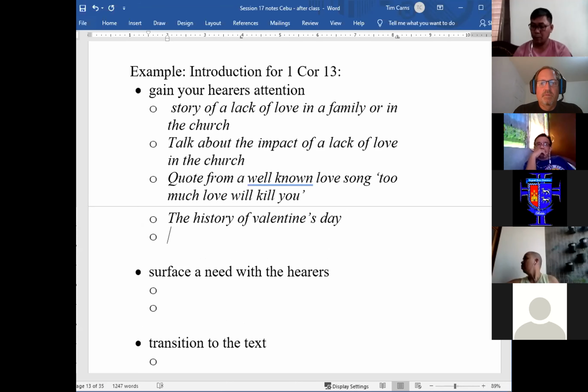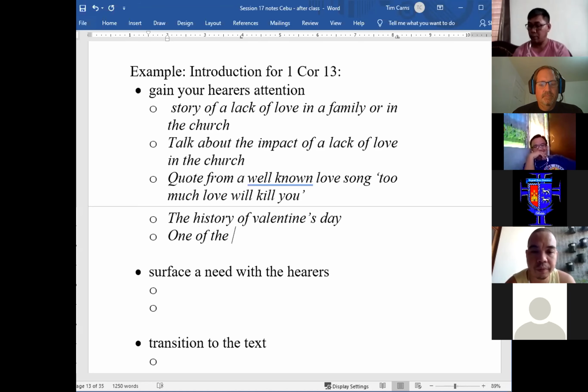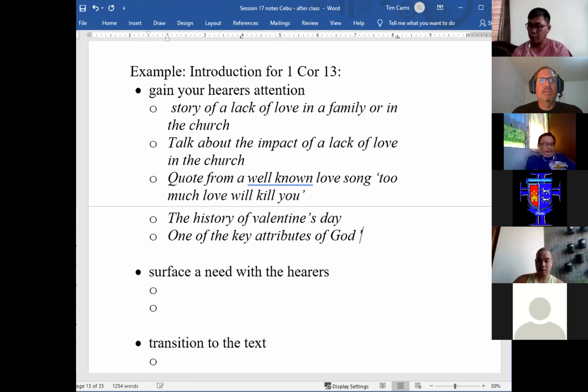Dr. Tim, yes. I will tell the church, good morning if it's morning. Today we will talk about one of the main characters of God. It is his character of love. And I'd like you to open your Bible in First Corinthians. Okay, you could do something really short like that. One of the key attributes of God, right? God is love.